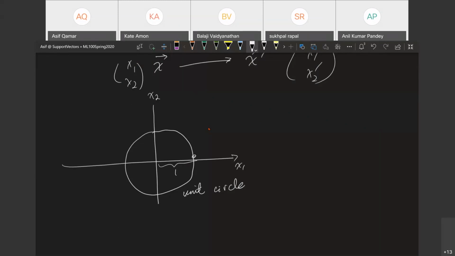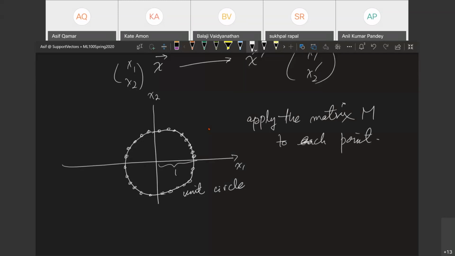And consider all the points along the unit circle. So how many points exist on the unit circle? Of course, infinitely many, but we'll approximate it with some finitely many points. I'm just putting circles around it. And then you do what? To each point, apply the matrix M to each point.